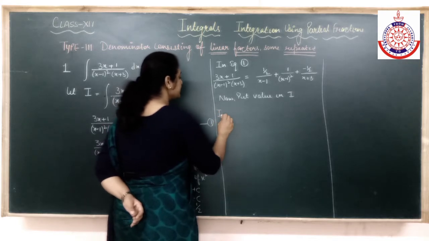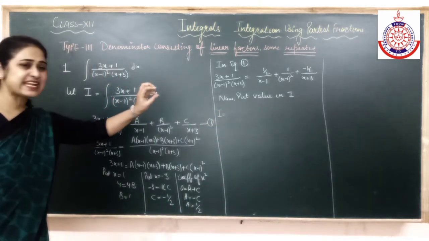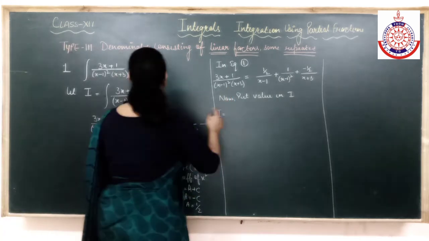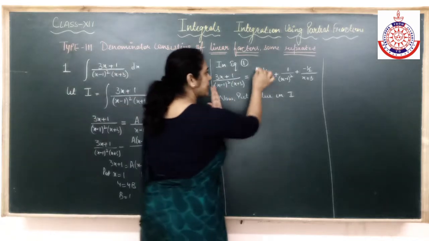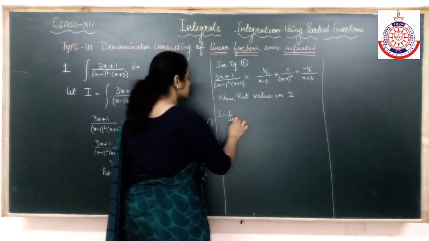So I has become. When I put, I am going to segregate the integrals. By now you know that we can segregate. So I am going to segregate because in this place I am going to put this and write the separate integrals of all. So it will become half.